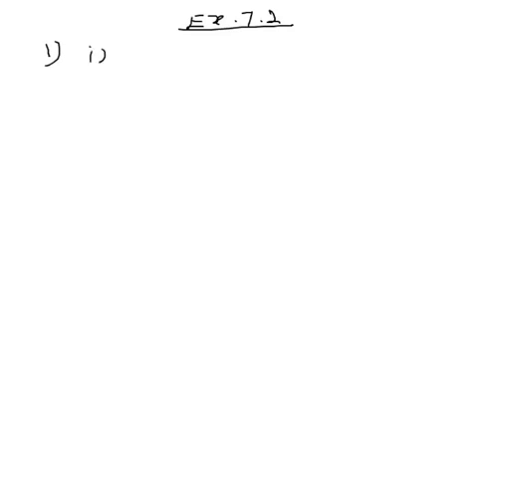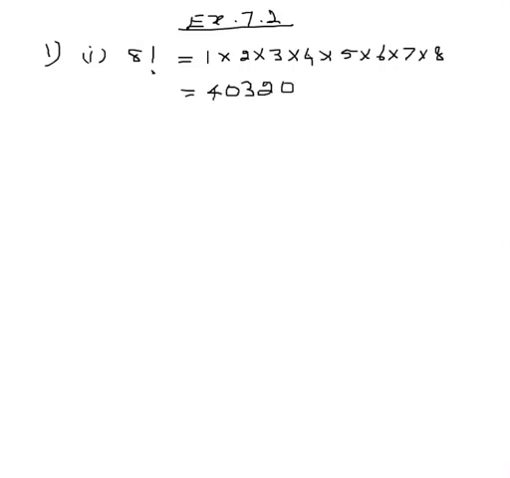First question, evaluate 8 factorial. 8 factorial is 1 multiplied by 2, 3, 4, 5, 6, 7, 8. You have to multiply all natural numbers till 8 for 8 factorial. And the answer is 40320.